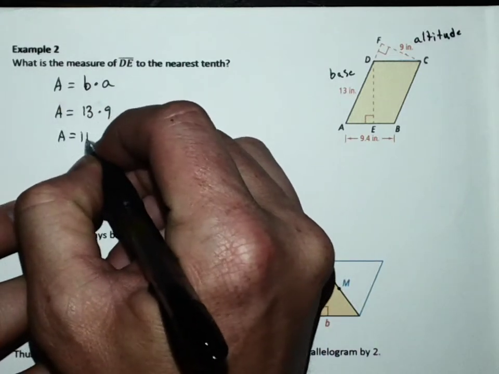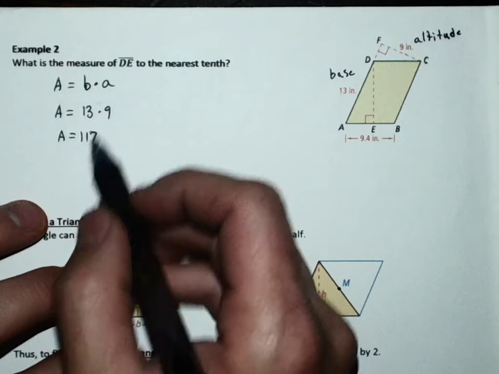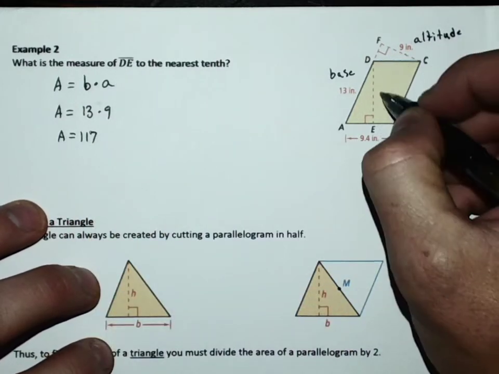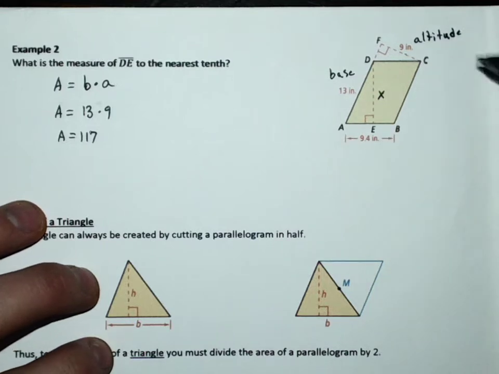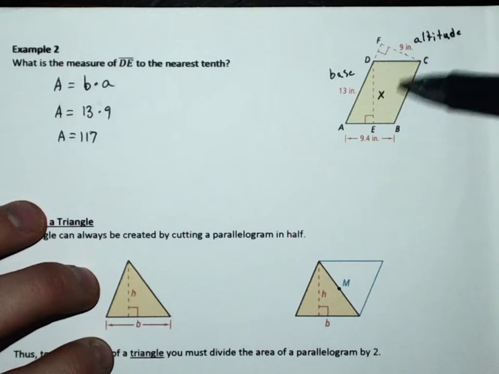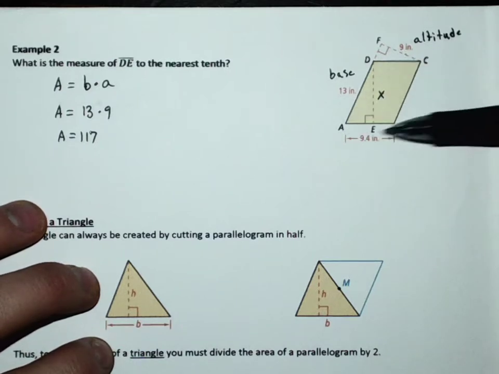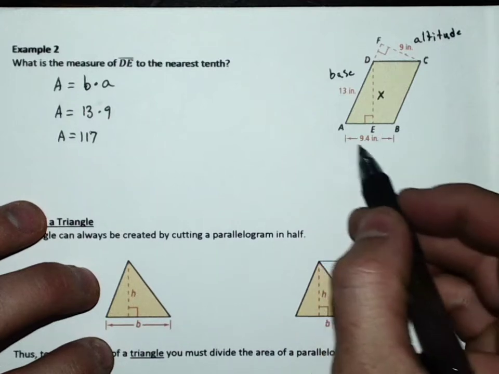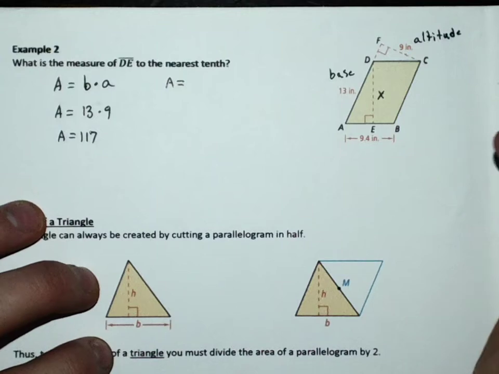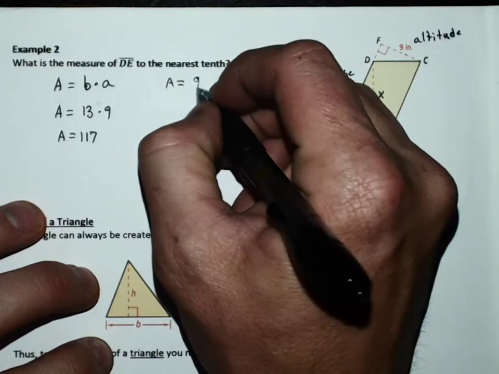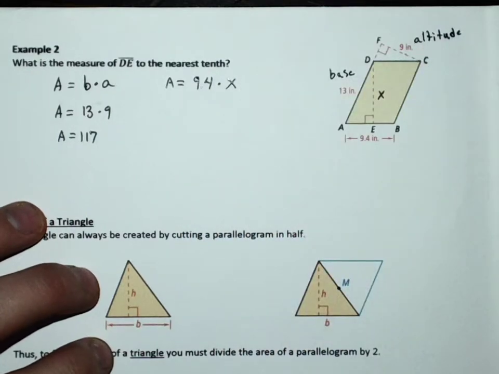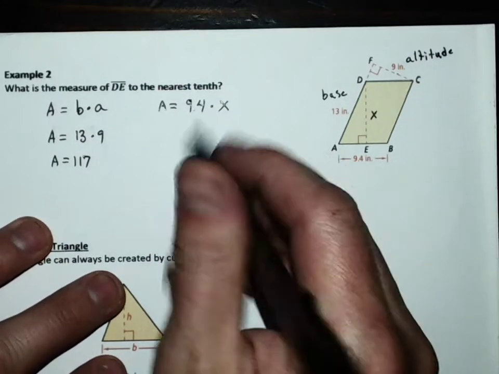Now, we're going to use this 117 to find the distance from D to E. The distance from D to E we can call x. But if you recognize, this distance is also an altitude. This is an altitude of this parallelogram with the base of 9.4. So we could create another equation that the area is going to equal the base of 9.4 multiplied by x.